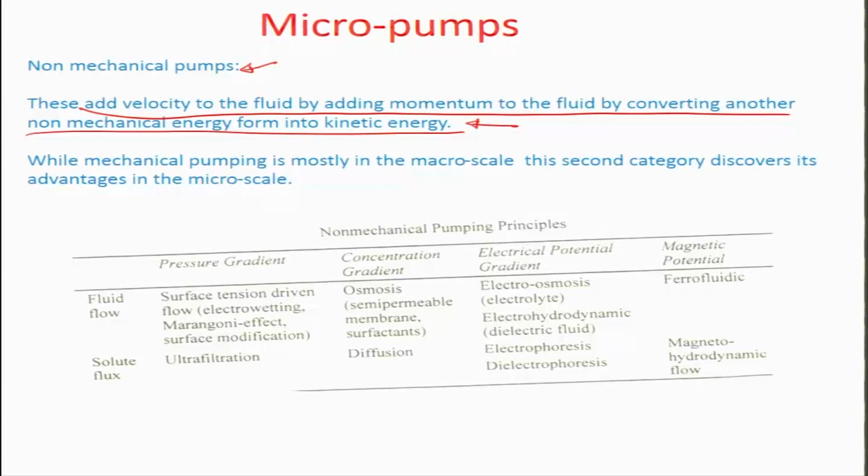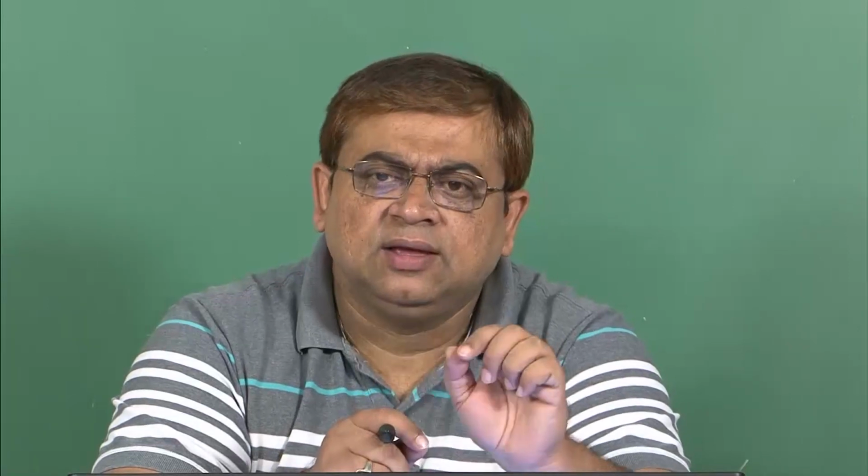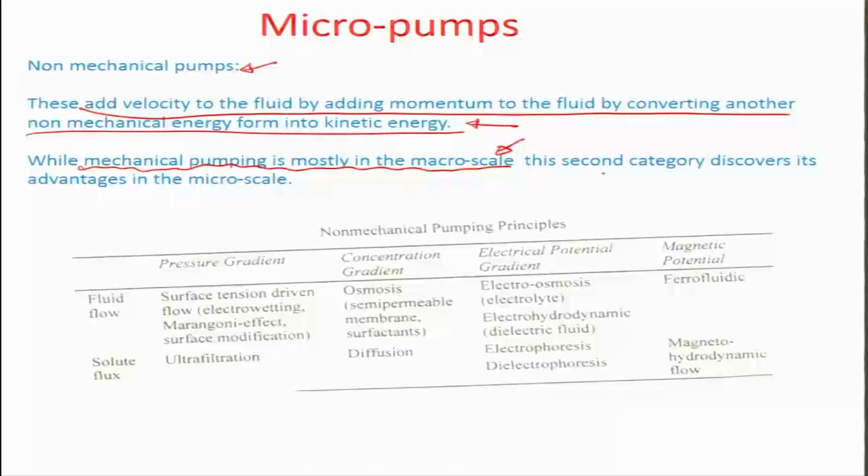Mechanical pumping is mostly used in the macro scale, because in micro scale flows or micro scale flow control, there is always a scale effect which comes, and inertial effects are not so prominent because of the miniaturized size of the fluid that we are handling. So there is a second category, non-mechanical pumps, which finds very high application at the micro scale.